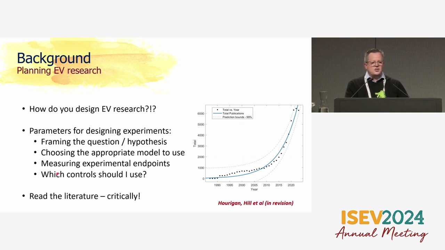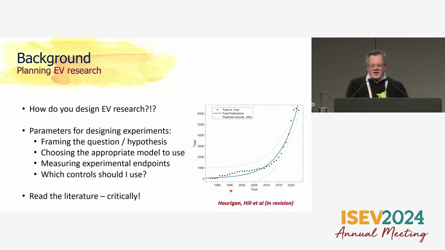And also, which control should I use? This is really fundamental, and you really need to think about this from the outset. You don't want to hear back from reviewers from a paper saying, why didn't you do this or that? Because that's too late. So thinking about the controls, the model systems, your experimental endpoints are really key fundamental things you need to design appropriate EV research experiments. And the final point on this slide is about reading the literature, but reading it critically.